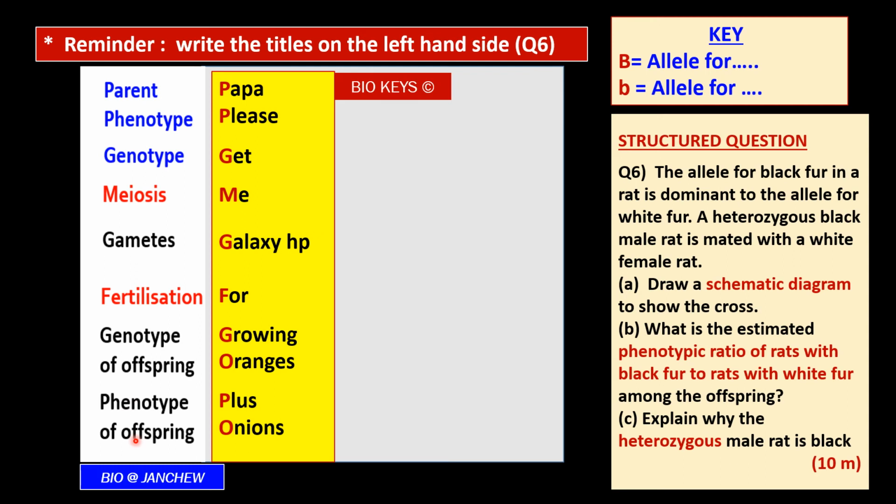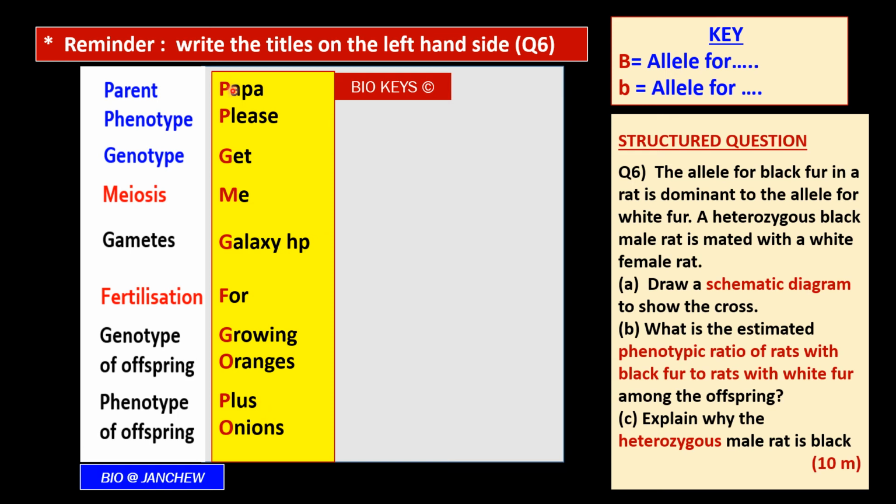Now how do you remember so many items? I gave you a memory aid in the first video. We can call it a mnemonic, which is a sentence that reminds us what the various words should be. My BioKeys memory aid is: Papa, please get me Galaxy handphone for growing oranges plus onions. Just remember, get me Galaxy, the handphone is not included. So: get me Galaxy for growing oranges plus onions.